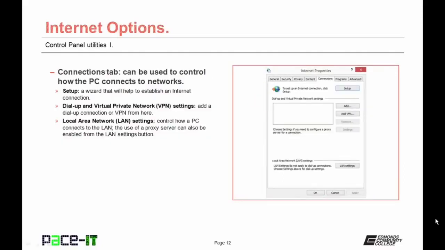Now let's move on to the Connections tab. This controls how PCs connect to networks, and there are several different sections under this tab. The Setup button starts a wizard that will help to establish an internet connection. Under the Dial-Up and Virtual Private Network setting, you can add a dial-up connection or a VPN from here. The Local Area Network, or LAN, Settings button can control how a PC connects to the LAN, and the use of a proxy server can be enabled from the LAN settings button.